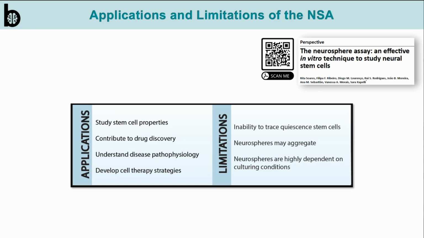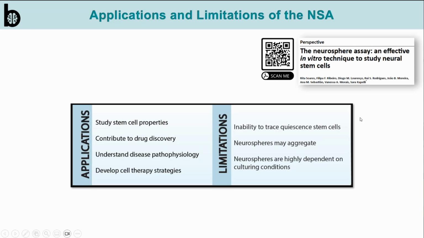And how can we apply this? We can study stem cell properties. It contributes to drug discovery, to understanding disease pathology, and also to developing therapeutic strategies. And today, I focused on these neural stem cells, but we can use this sphere assay not only in the brain, but also in other regions of the body.